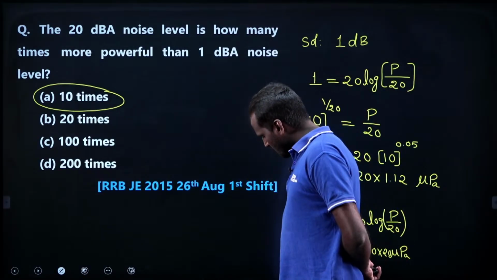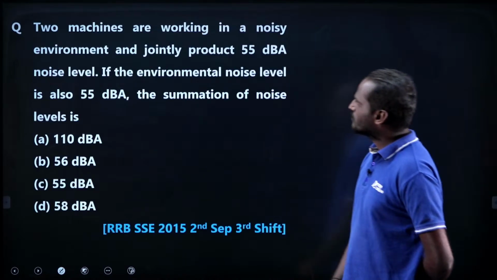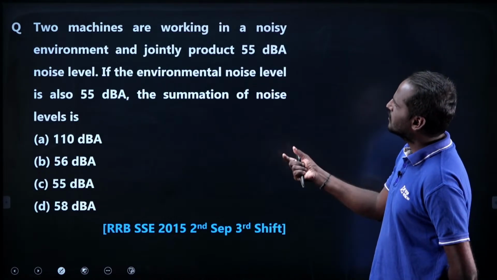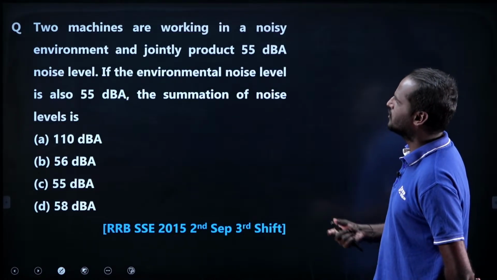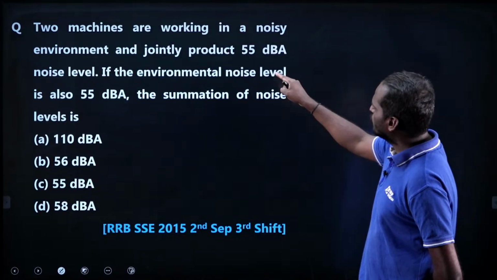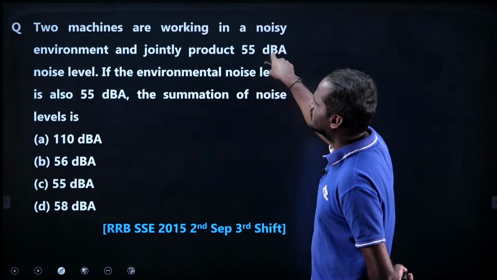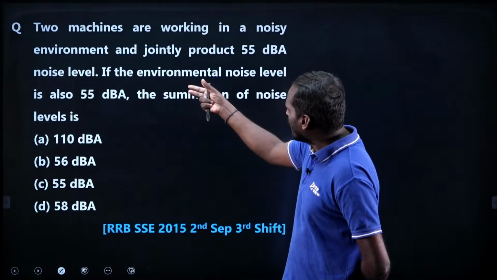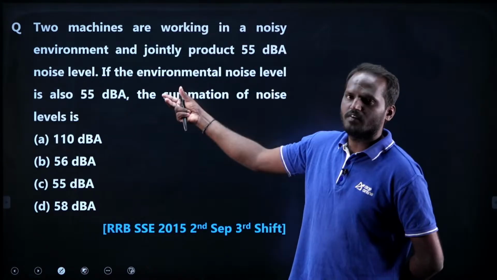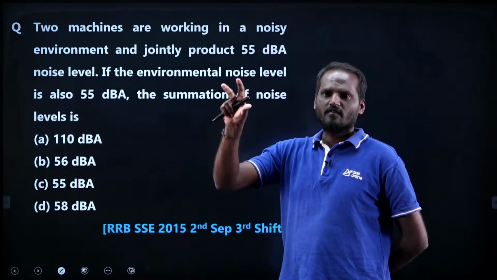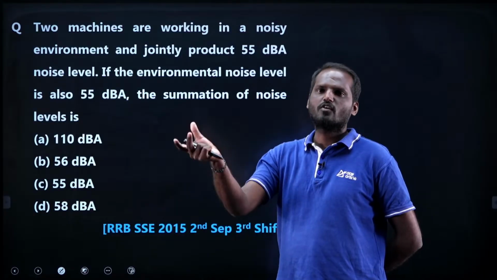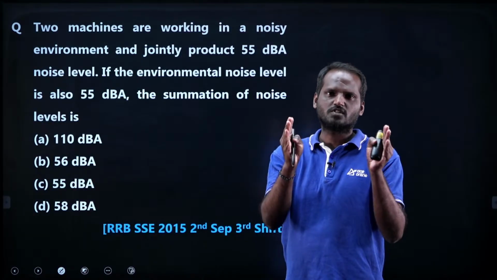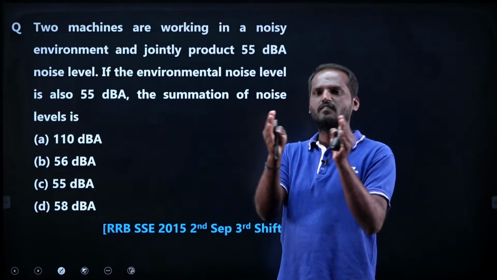Okay, the next question is, two machines are working in a noisy environment and jointly produce 55 decibel noise level. Jointly they are producing 55. If the environmental noise level is also 55, means the joint level of noise is 55, background noise is also 55, means two sources you can consider 55, 55.